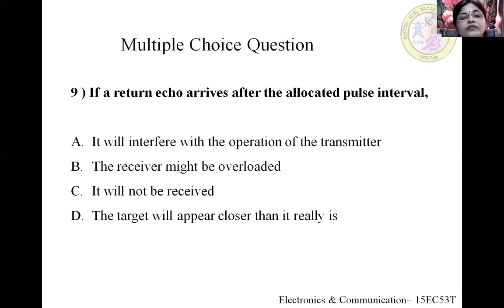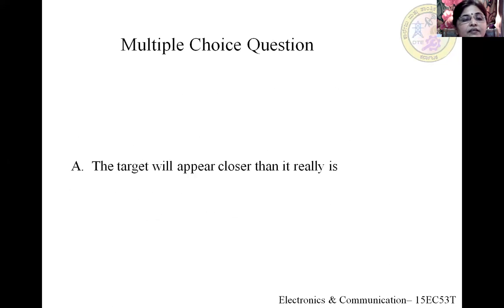So when the first clock pulse is transmitted, the echo signal should arrive from the target, and only then the next clock pulse has to be transmitted. If that operation does not take place, what will happen here? Option A, it will interfere with the operation of the transmitter. Option B, the receiver might be overloaded. C, it will not be received. D, the target will appear closer than it really is. So the right answer is A, the target will appear closer than it really is.